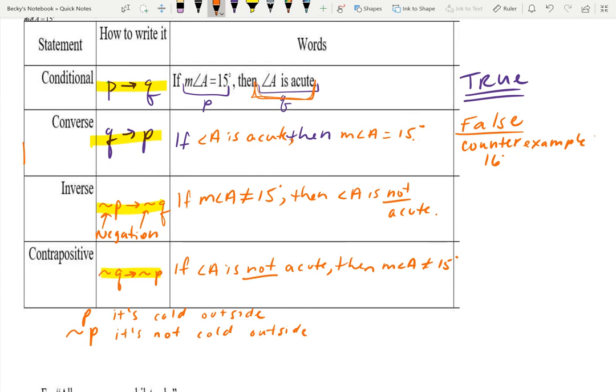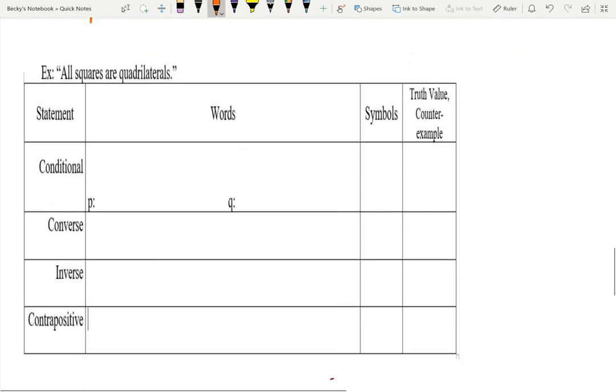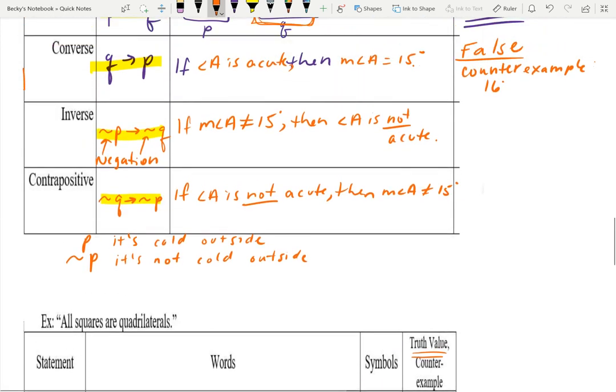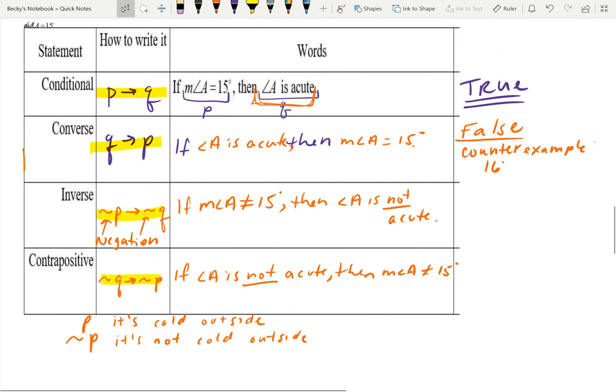Okay, so again, make sure you write these down. You will need these. And we're going to keep practicing them. So let's write the symbols in. P Q, flip them, Q P, negate them. Not P, not Q, and flip it again. Not Q, not P. Now, it asks for the truth value. The truth value means is it true or false? And if it is false, you're going to give me a counterexample. And you know what? I didn't do that up here. Sorry. Let's do it real quick.